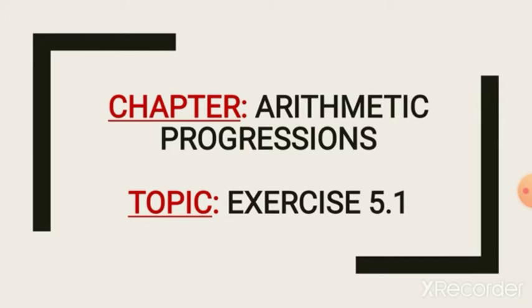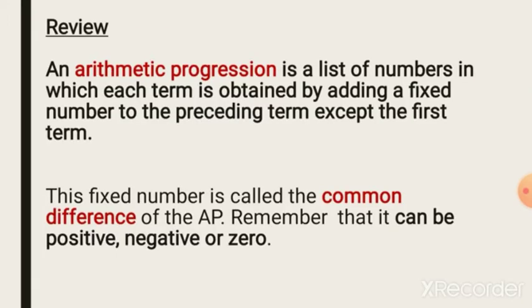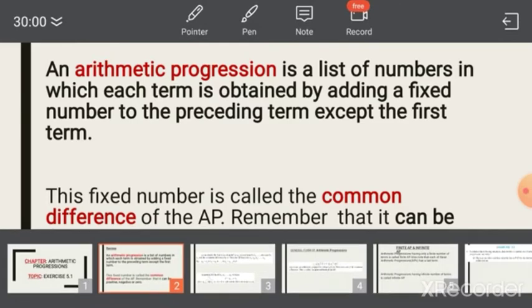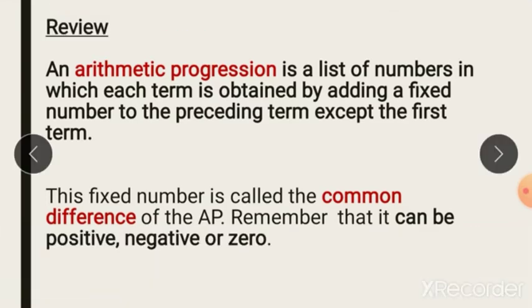Before I go to the exercise problem, let's review what we have studied. In the past class we learned the definition of arithmetic progression. It is a list of numbers in which each term is obtained by adding a fixed number to the preceding term, except the first term. So how was the series of numbers? The next term is obtained by adding the fixed number.